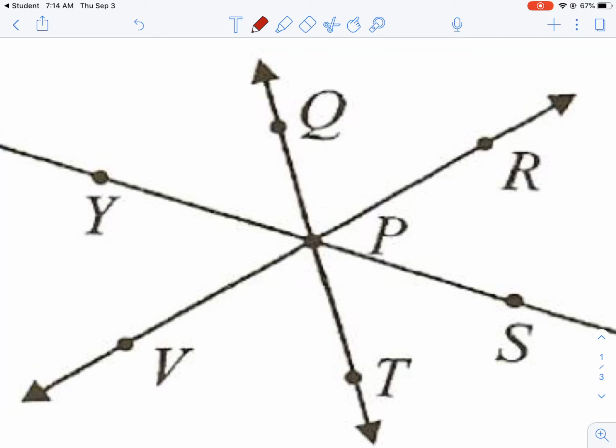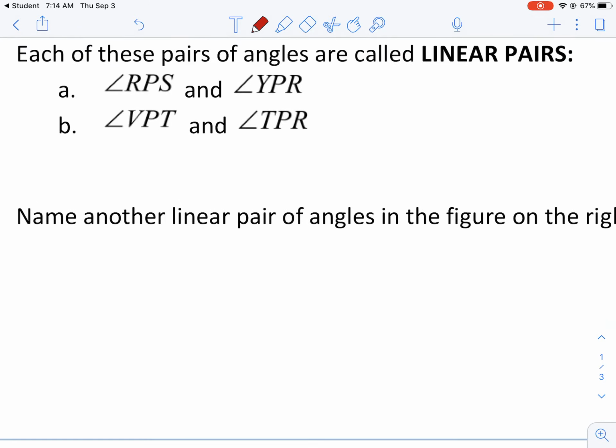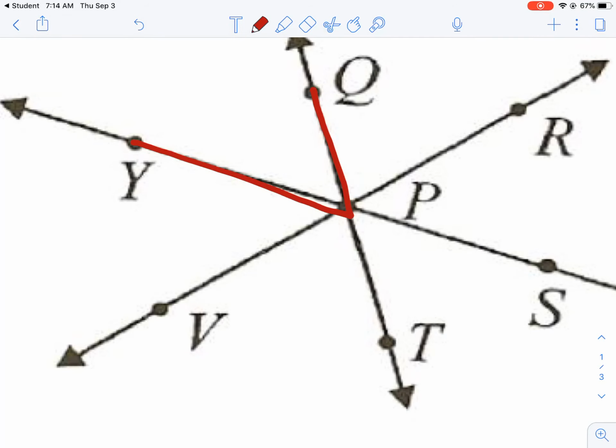So let's think of another one that could make a line. Let's go QPY. There are many that you could have put here; I'm just making one up. QPY. And then just like all the other ones, we don't want to go TPV because that's not making a line. We want to go TPY.